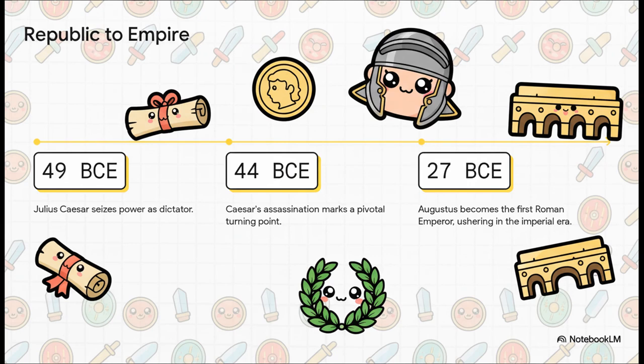And just look at how fast it all happened. Seriously, in just a little over 20 years, Rome goes from a centuries-old republic to a dictatorship. Then its dictator gets assassinated, and then, boom, it emerges as a full-blown empire under Augustus. It was just an absolute whirlwind of violence and change.